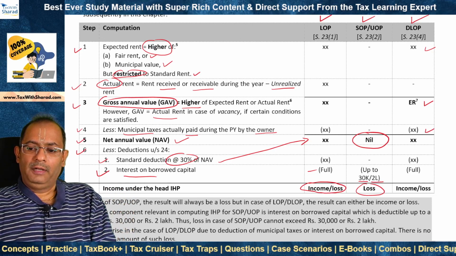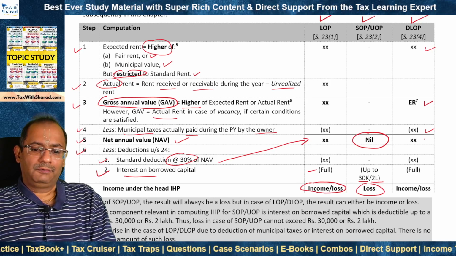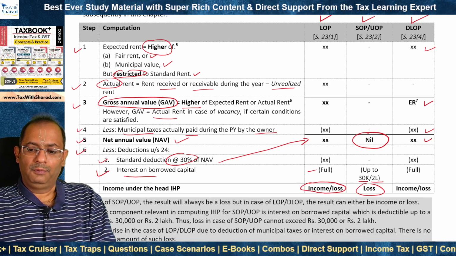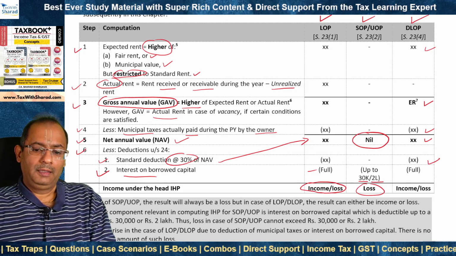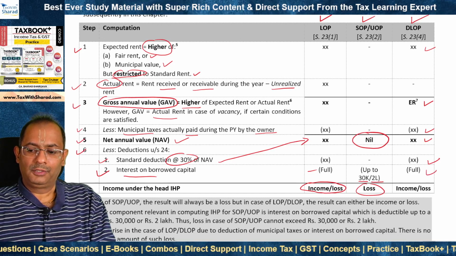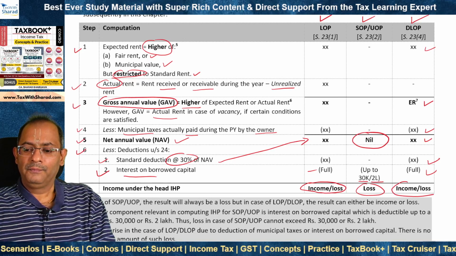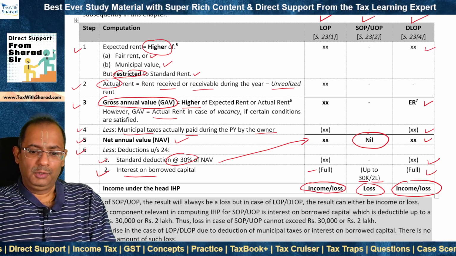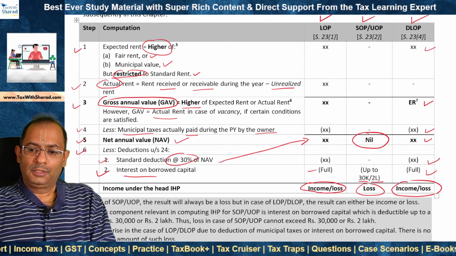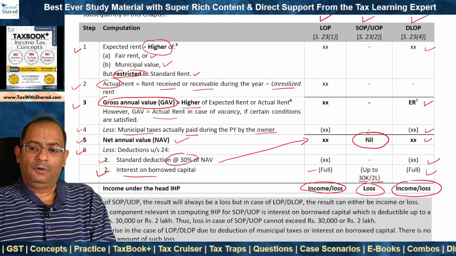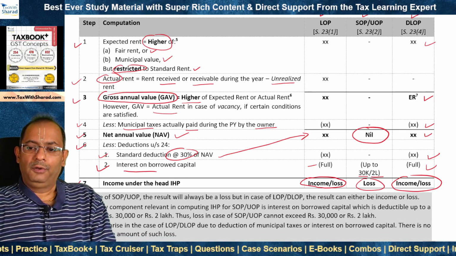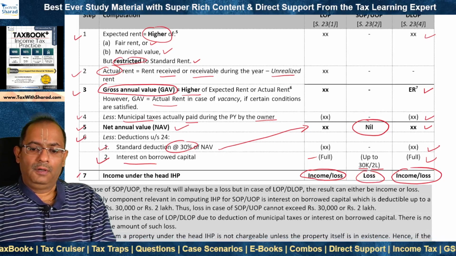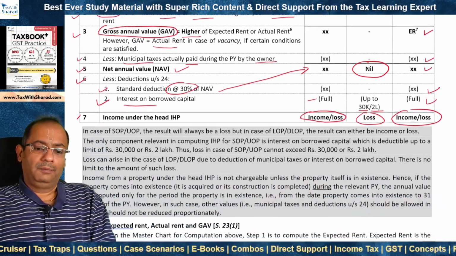Then just like LOP, we deduct the municipal taxes, which gives us the figure of NAV, from which we provide deduction on account of standard deduction at 30% of NAV and interest on borrowed capital, and consequently we get the result as income or loss under the head IHP. So this is how we compute income for a LOP, for SOP or UOP, and for a DLOP. Now certain points to note.